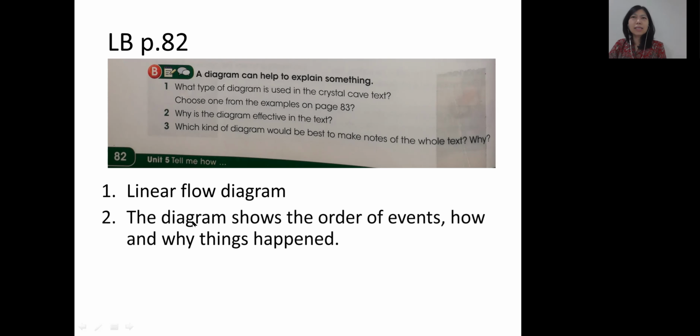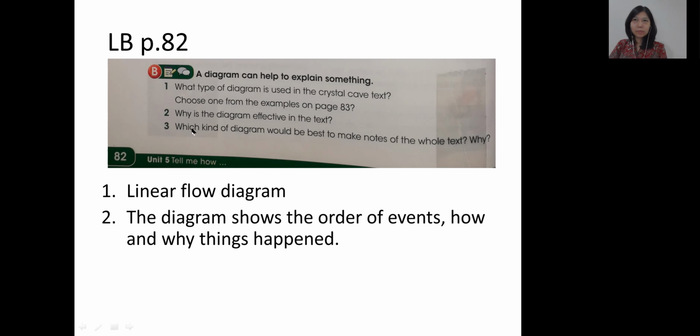Number two, because the diagram shows the order of events. So how and why things happen. There's order of events. This is very important. If there's order, then you need to have a linear flow diagram. And because it's not a circle, you cannot use a circular flow diagram.